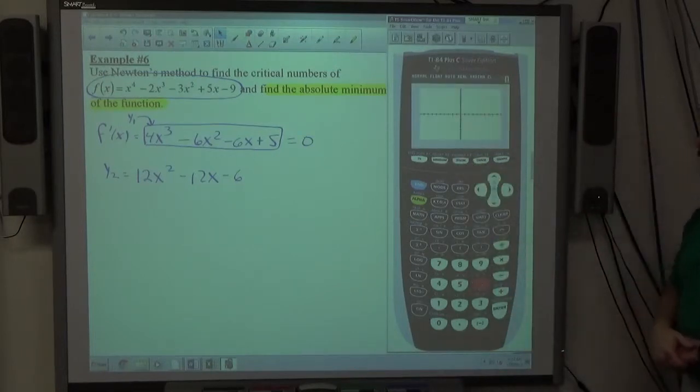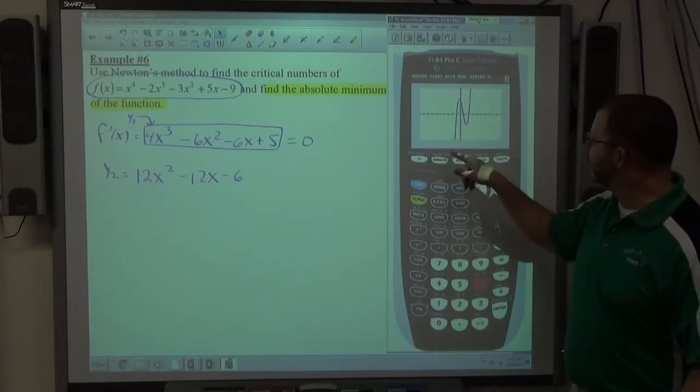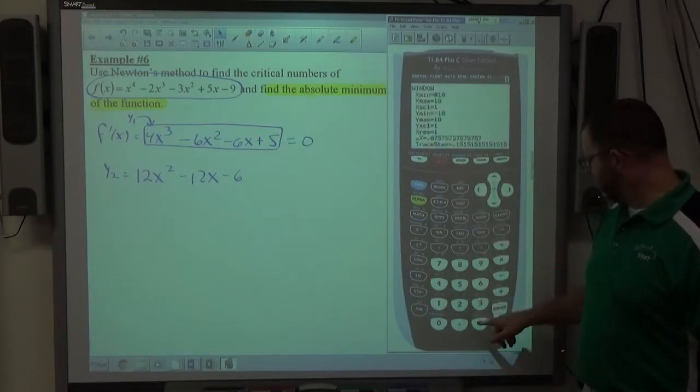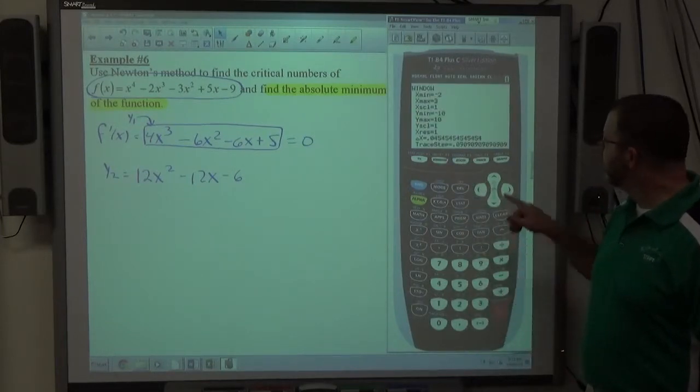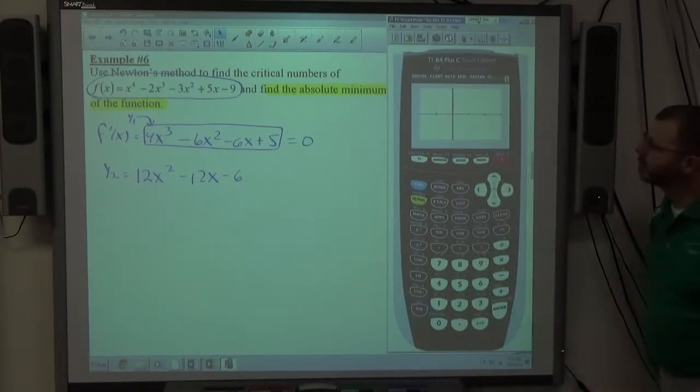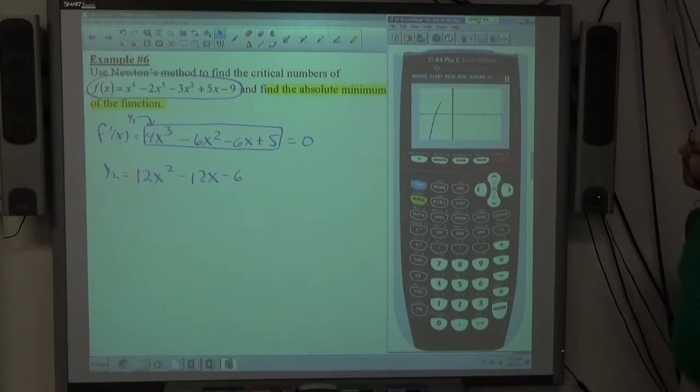Standard viewing window, negative 10 to 10 in all directions. Looking for places where it crosses the x-axis. Looks like negative 1, maybe about 0.8, maybe around 2. If I want to get a better view of that, I can just zoom in. Let's go from negative 2 to 3. Graph one more time. A little bit left of negative 1. About 0.7. Pretty close to 2.